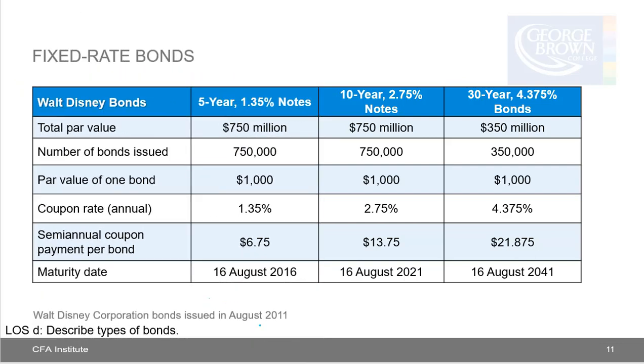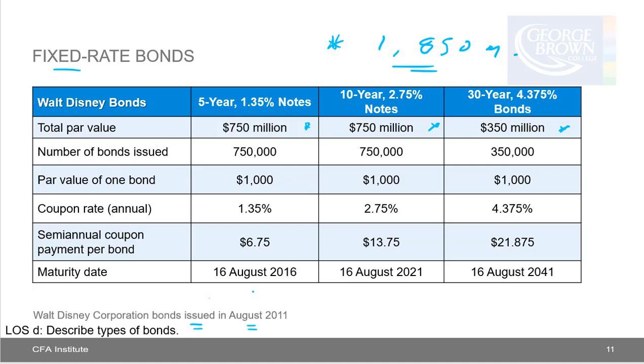Okay, on this slide, we're looking at the example that's in the text with regards to fixed rate bonds. And fixed rate bonds or fixed income securities are the main type of debt security issued by companies and governments. So a fixed rate bond, number one, has a finite life. It ends on the bond's maturity date. So we can see here, we're looking at the example for Walt Disney, which issued some bonds in August 2011. So you can see par value, 750 million, 750 million, and 350 million. That's 1,850 million in terms of par value that they issued in August 2011.